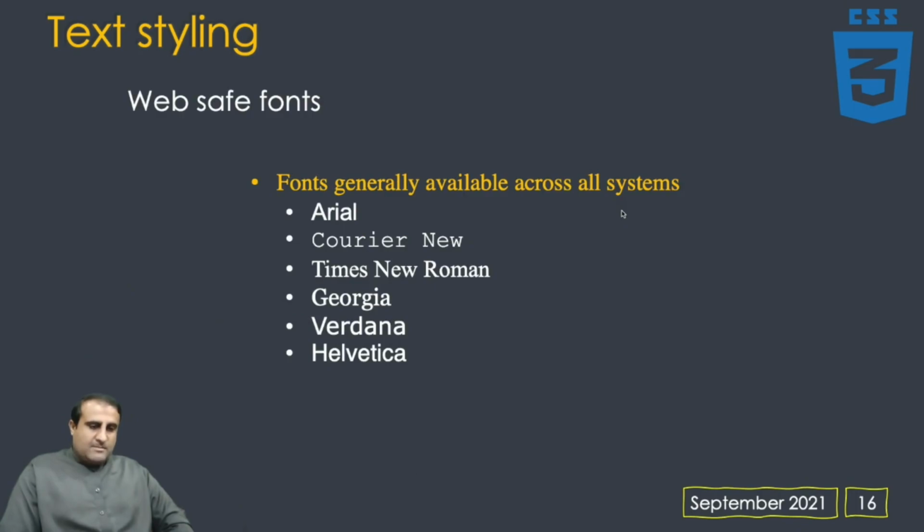Then we have some web safe fonts. What is meant by web safe fonts is that these fonts are generally available across all the systems or all the devices, whether it's Android or Windows, Linux, Mac. So these fonts should be available by default in every system. These fonts are, for example, Arial, Courier New, Times New Roman, Georgia, Verdana, Helvetica. These fonts are usually available on all the systems. So we can safely use these fonts.